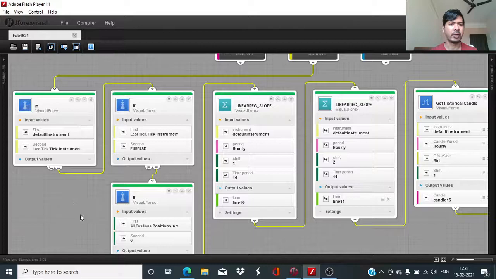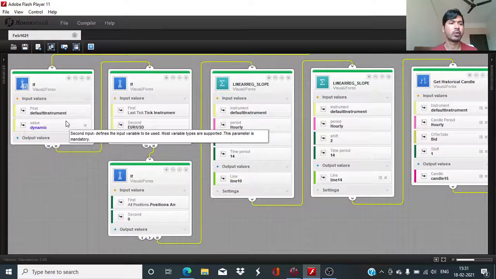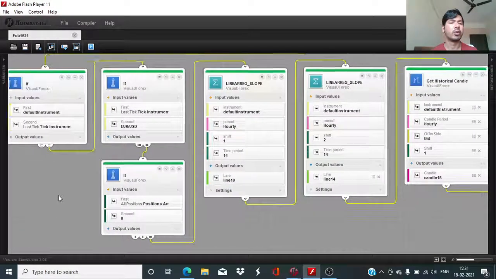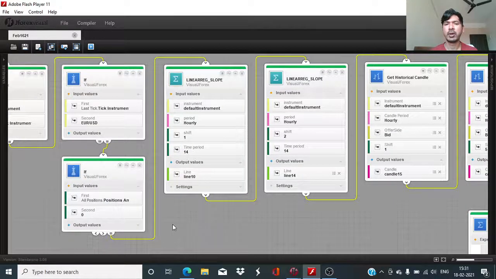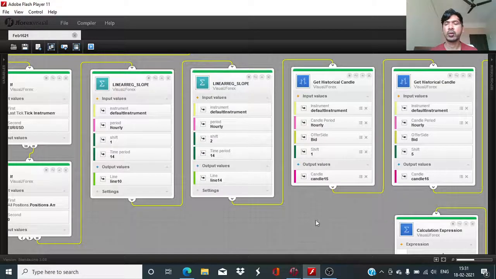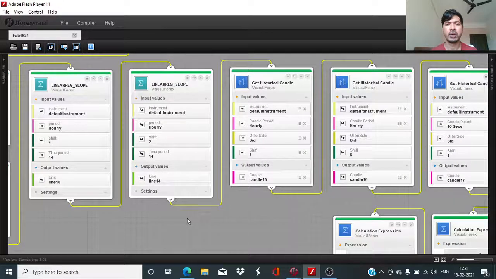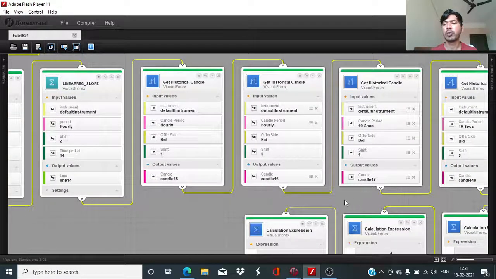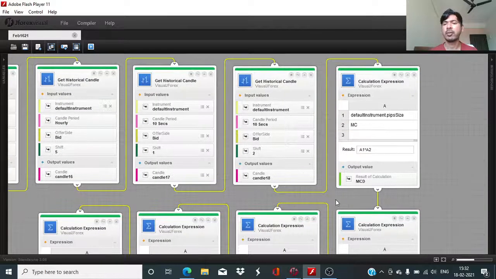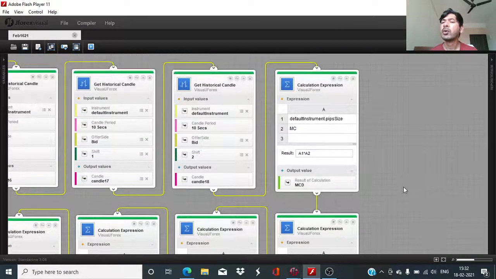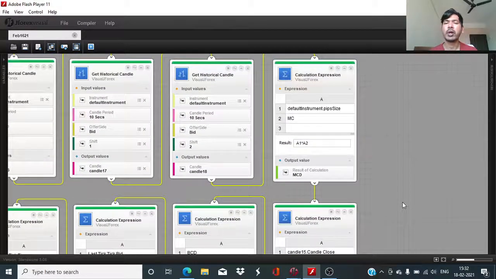Here I have done the instrument subscription where the default instrument has been set Euro USD. Then the position amount has been set at 0. The indicator blocks define the conditions. Historical candles look at the volatility. These are of hourly time frame and these two are of 10 seconds time frame to precisely define the entry point for buy as well as sell trade.